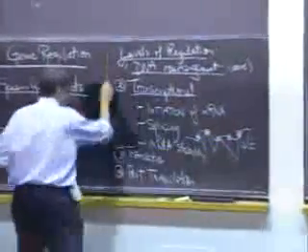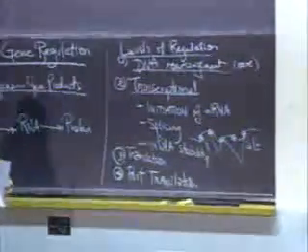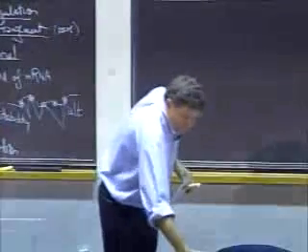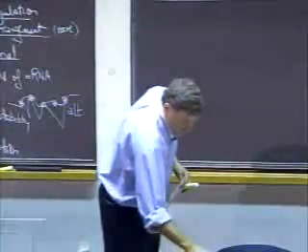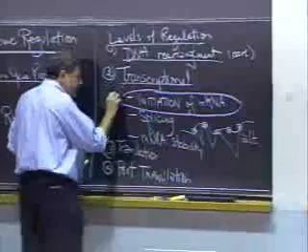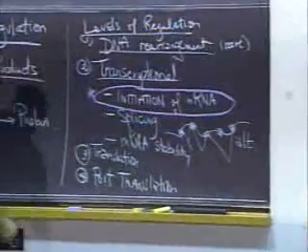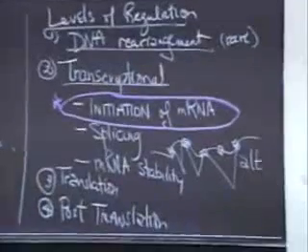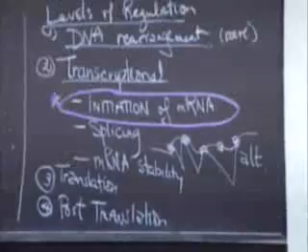All of these things happen. But what we think is the most important out of this whole collection is this guy. The fundamental place at which you're going to regulate whether or not you have the product of a gene is whether you bother to transcribe its RNA.